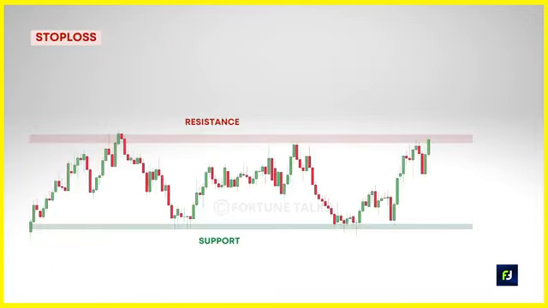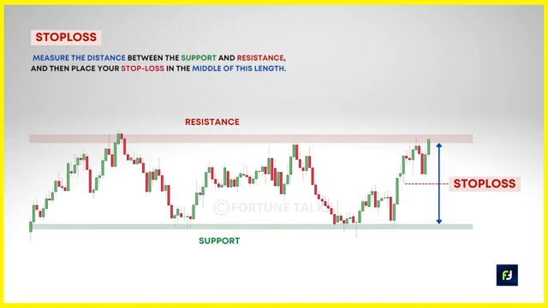Now we will learn to set up a proper stop loss. We don't want the stop loss to affect our risk management. So when you notice a rectangle breakout, you have to measure the distance between the support and resistance and then place your stop loss in the middle of this length. This is applicable to both top and bottom rectangles. Now your trade will be secured by doing this, and you will be aware that the maximum you can lose from this trade is equal to half the size of the pattern.